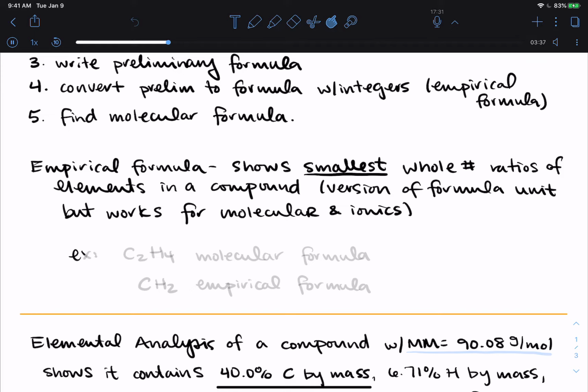So, example, the molecule C2H4 is the molecular formula. But if you look just at the subscripts, it's possible that we could reduce those subscripts. Now, it won't be the same molecule, but it'll be kind of like a base unit of which the actual molecule is some kind of multiple. So if I were to reduce those subscripts, CH2 is the empirical formula.